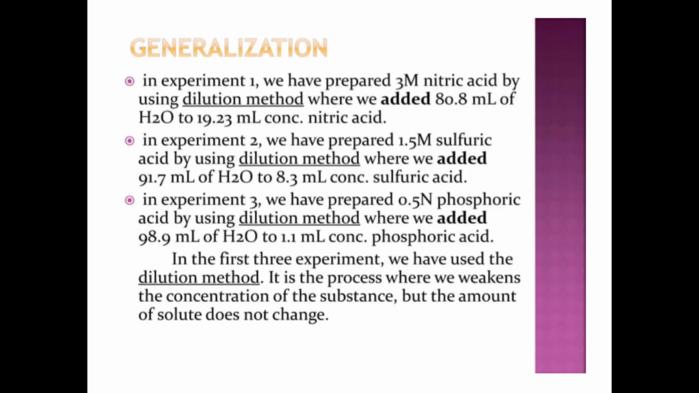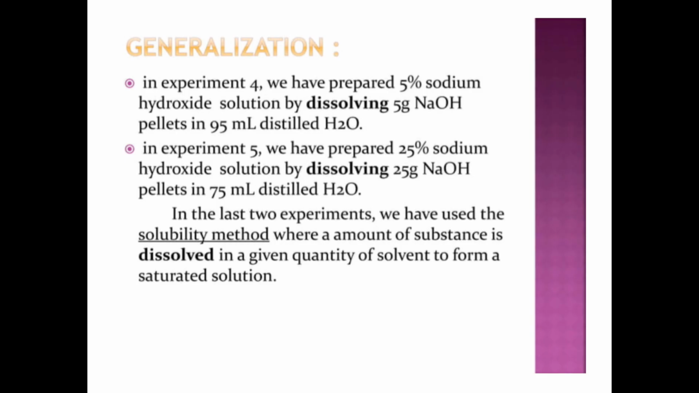And in experiment 4, we have also prepared 25% sodium hydroxide in a 100 centimeter cube volumetric flask. So for the first 3, note that we have used the dilution method. In experiment 4, we have prepared 25% sodium hydroxide solution by dissolving 25 gram sodium hydroxide pellet in 75 ml of distilled water. We did not do the experiment 4. We only did one for sodium hydroxide.